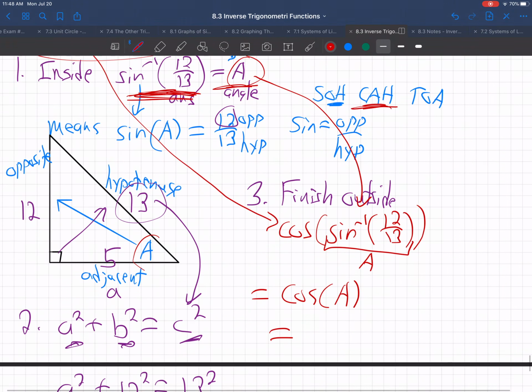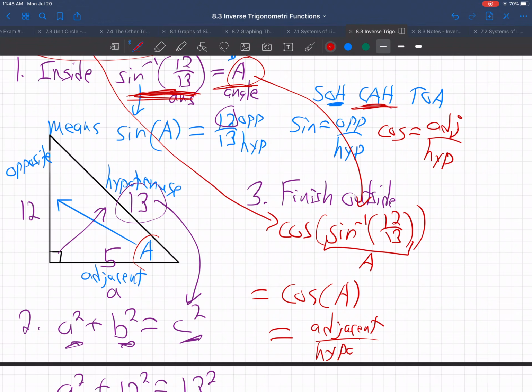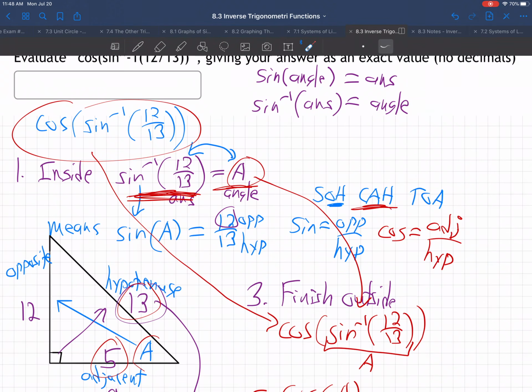What's cosine? Cosine is SOHCAHTOA, adjacent over hypotenuse. So this is going to be adjacent over hypotenuse. Adjacent, 5, over hypotenuse, 13. And there we go. We were able to do a mix of a regular and an inverse trig function. Didn't even need a calculator for any of that, right? We were able to do a mix of a regular and an inverse trig function with different trig functions.